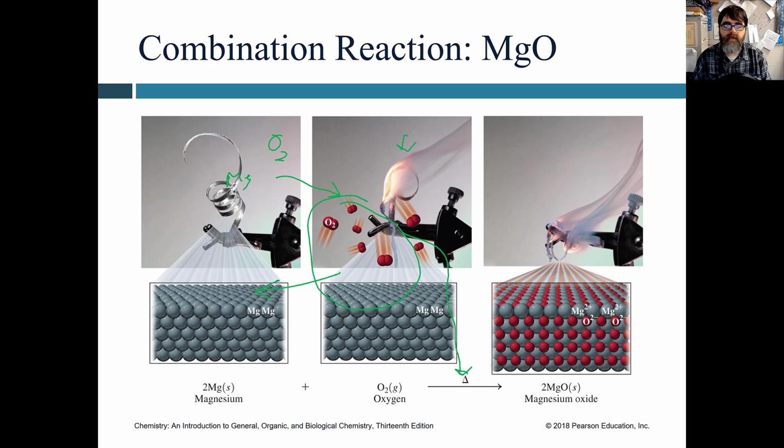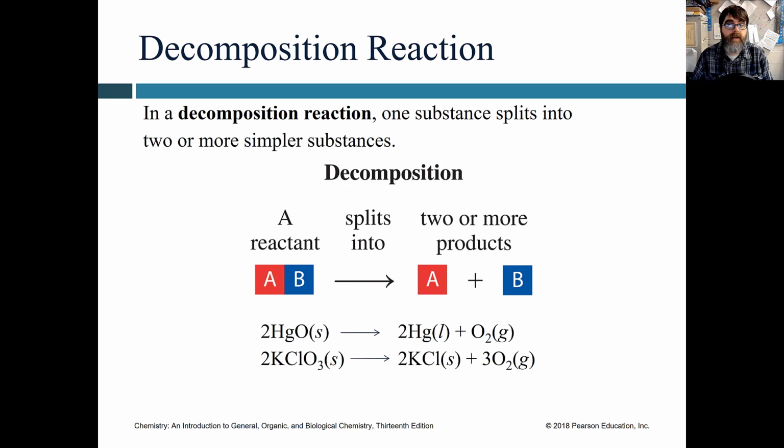This photo goes with the center here, and then this is your after, and you end up with something called magnesium oxide, and it's this repeating pattern of magnesiums and oxygens bonding together. We took magnesium and we combined it with oxygen to create magnesium oxide, and that is a synthesis reaction or combination reaction.